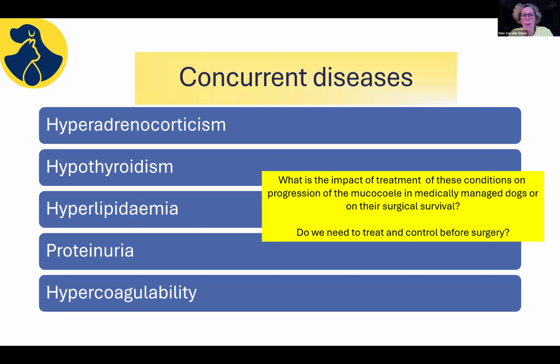But we know that these diseases or these problems are common in our patients with mucocele. What we don't know is how it influences progression of the mucocele, and does it increase the risk for surgery in some of these patients where we haven't controlled the underlying disease? So those are questions we don't have the answer for yet.